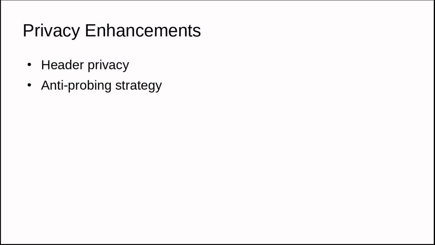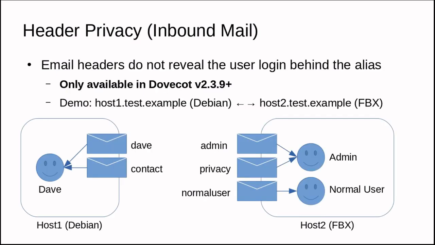The email server implemented a few privacy enhancements, including header privacy and server security. We have header privacy for inbound mail. The email headers in your mailbox will not reveal the alias that you are using. This is done by turning on Dovecot privacy features. In the demo, we have 2 mail hosts. Host 2 is a FreedomBox. The Dave user has 2 mail aliases, Dave and Contact. The admin user has 2 aliases, admin and privacy.